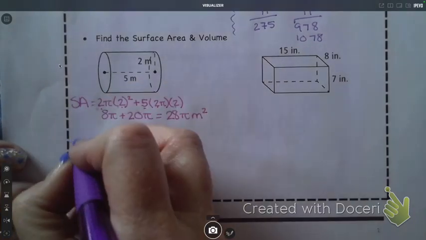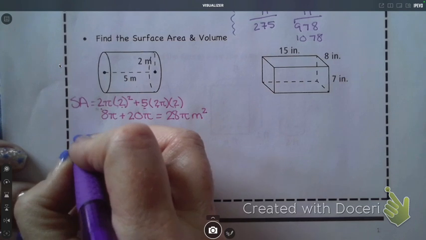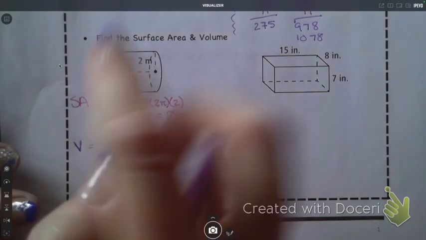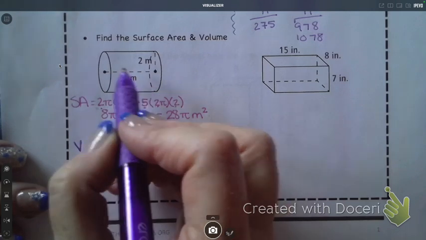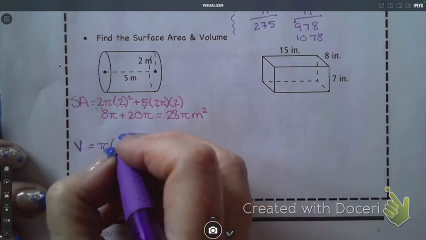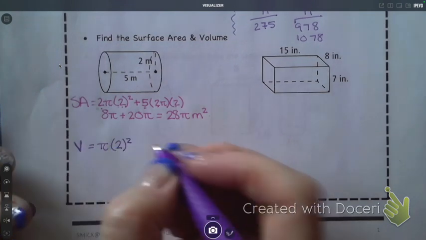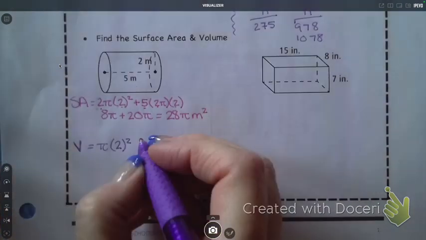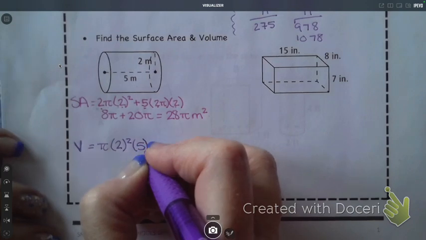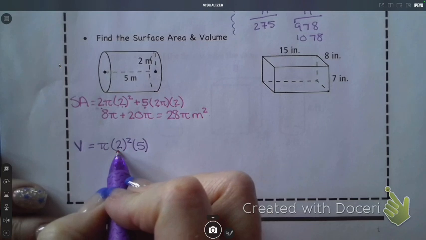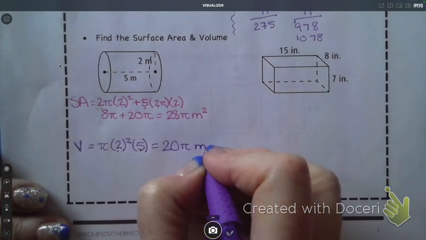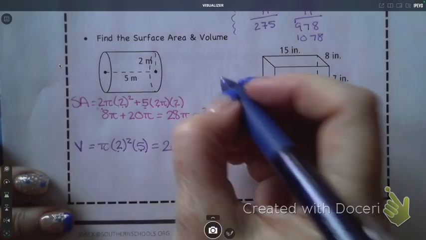So volume. How do I get volume? Based on height. Area of the base. And the base here is a circle even though it's laying on its side, right? Yeah. Okay, so the area of a circle is pi r squared, so 2 squared, and then times the height, which is 5. After we finish this example, I'll hand it over to you. So 2 squared is 4, times 5, 20 pi meters cubed. Okay, so the next ones I want you to see if you can do on your own.